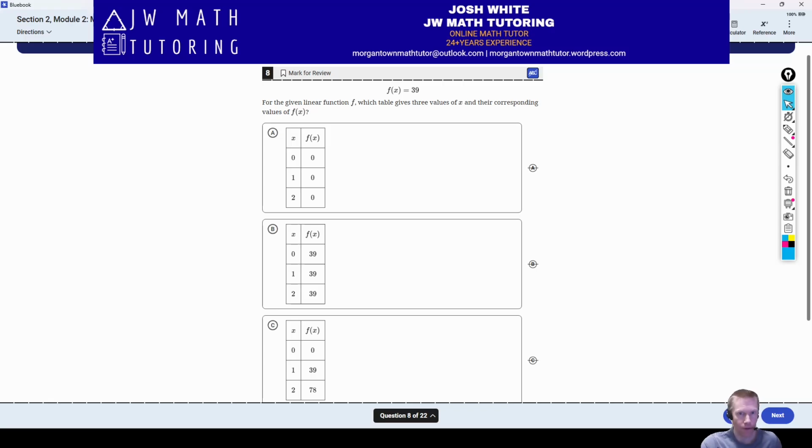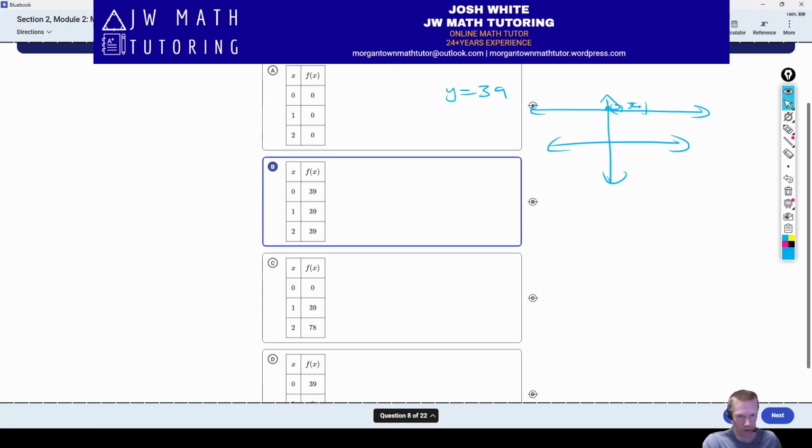All right, next up, we have a linear function here and it wants to know which of these tables gives the 3 points that are on the graph. Okay, so again, for this one, you don't actually have to do any work because this function right here is just y equals 39. It's a horizontal line. You start at the origin, you go up 39 units, say to like 0, 39, and then you just draw a horizontal line like this. So all of the points are going to need to have 39 in the f of x, or in other words, y column. So the correct answer for this one's going to be B.